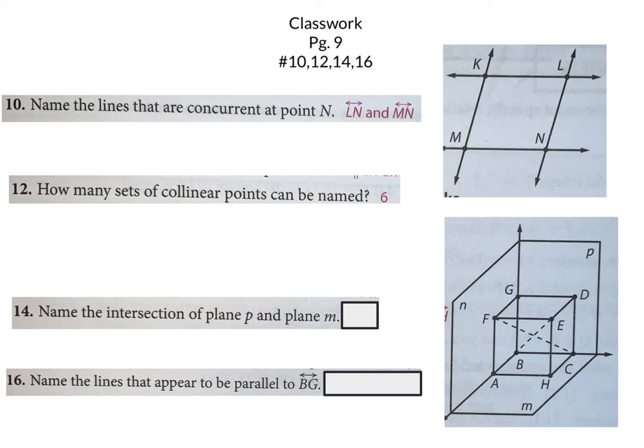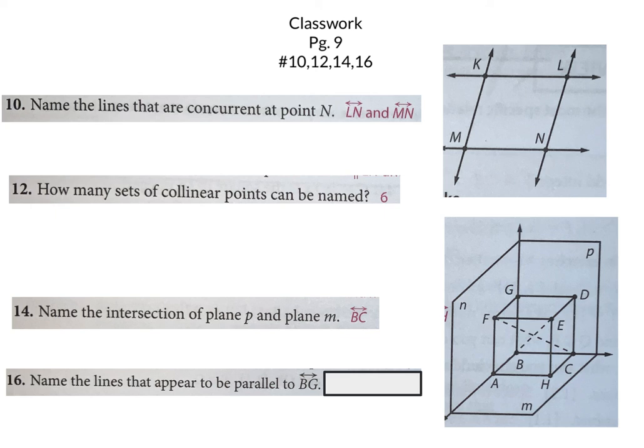Name the intersection of plane P and plane M. So if two planes intersect, what do you think you're going to get? Two lines intersect at a point. So two planes intersect, where do you think? On a line. At a line. So line BC. All right.